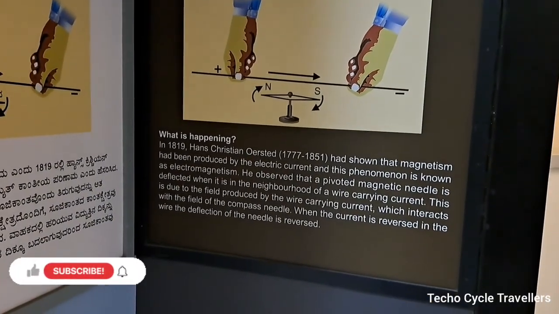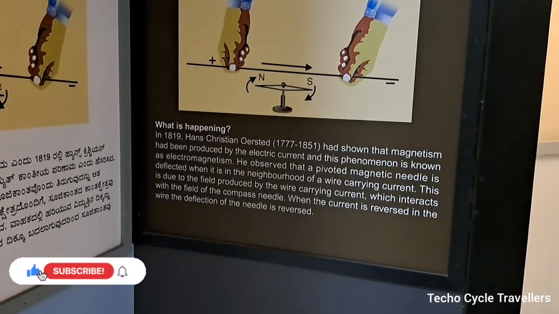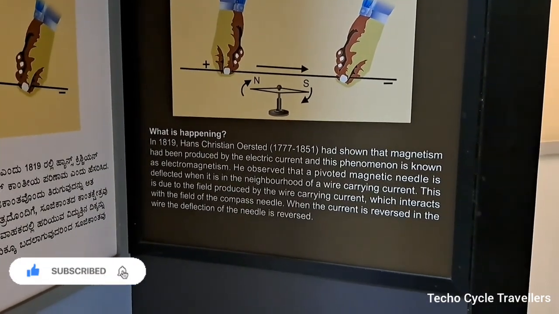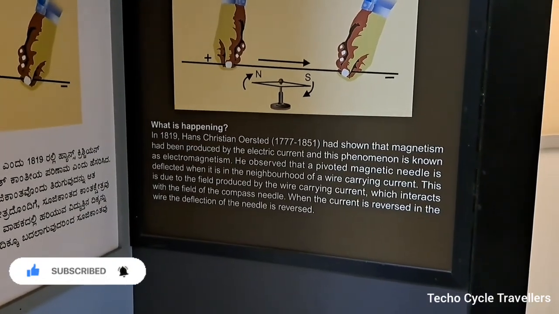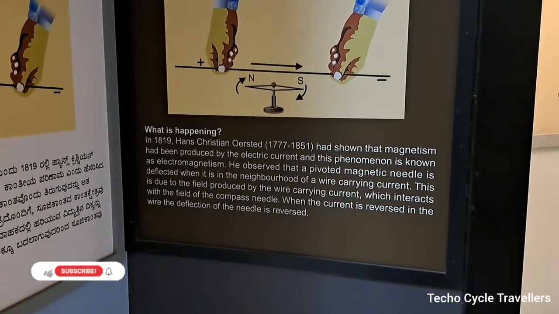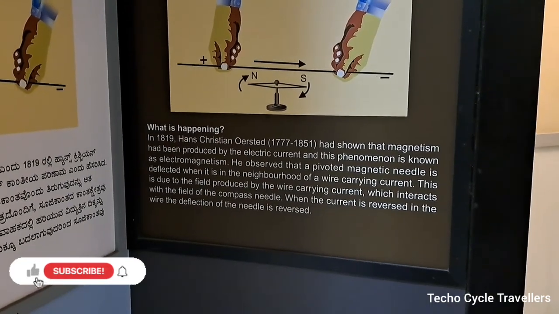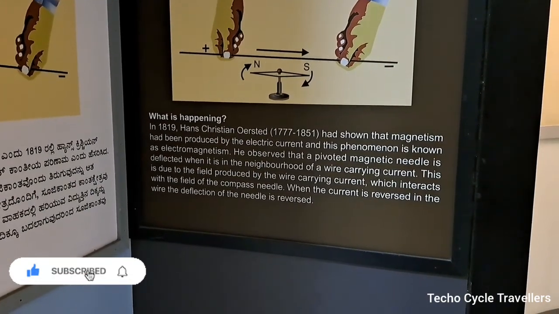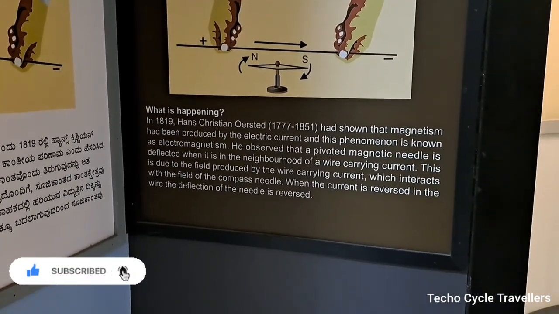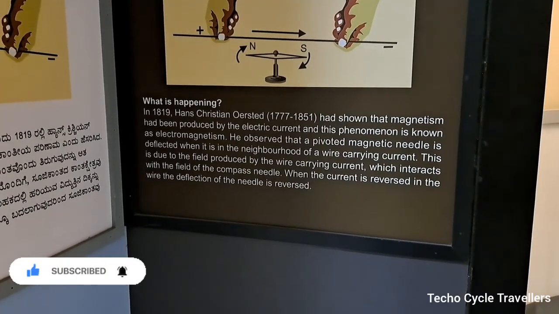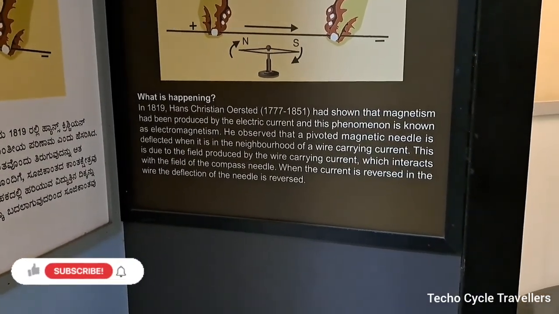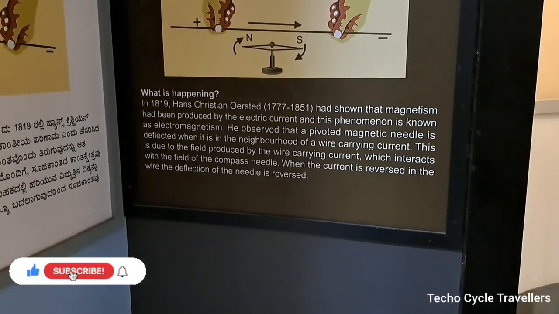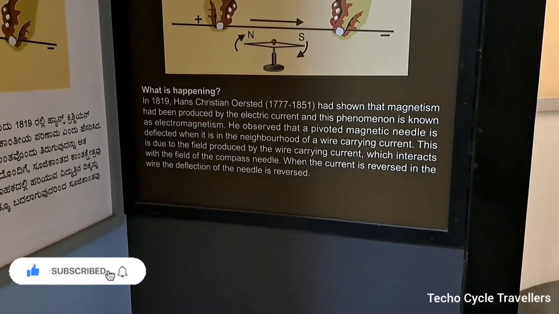What is happening? In 1819, Hans Christian Ørsted, 1777-1851, showed that magnetism is produced by electric current, and this phenomenon is known as electromagnetism. He observed that a pivoted magnetic needle is deflected when it is in the neighborhood of a wire carrying current. This is due to a field produced by the wire carrying current, which interacts with the field of the compass needle. When the current is reversed in the wire, the deflection of the needle is reversed.